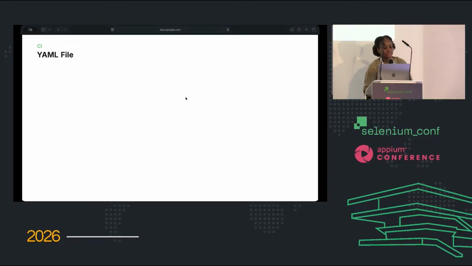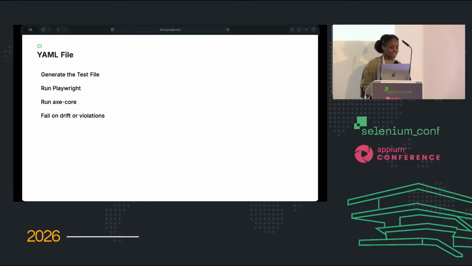Okay, so some of the pain points can show up in your pull request where your tests fail. Sometimes you can create a very simple custom test and run axe, keep the logs, and generate the outputs. So we can generate the test file, run Playwright, run the axe core, like the builder that we saw a few slides ago. And then we can fail on drift or violations depending on what you are expecting or how you built your screen.